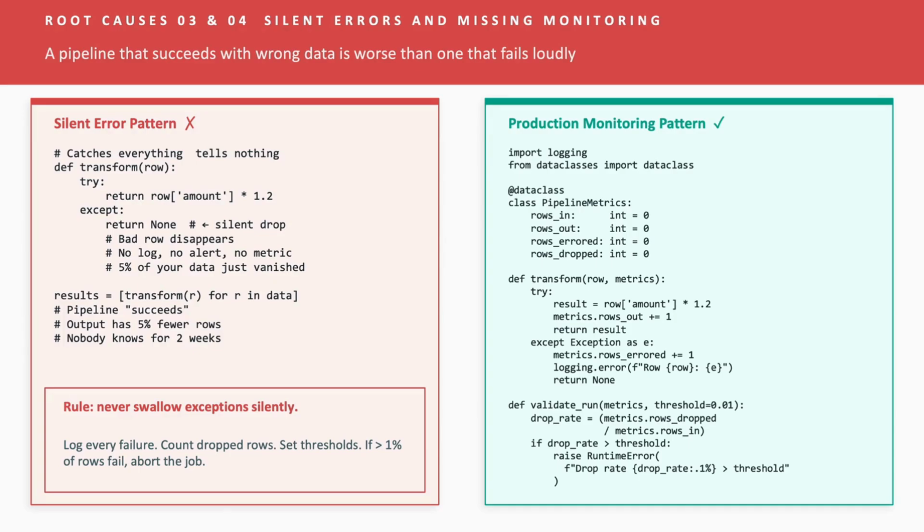Not just the execution. Success status means the pipeline ran. It does not mean the output is correct. So you need assertions: expected row count is within 10% of yesterday, null rate on key columns is below 2%, revenue total is within the expected range, et cetera.